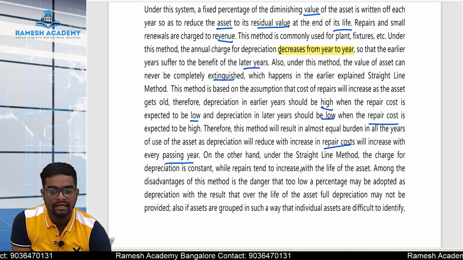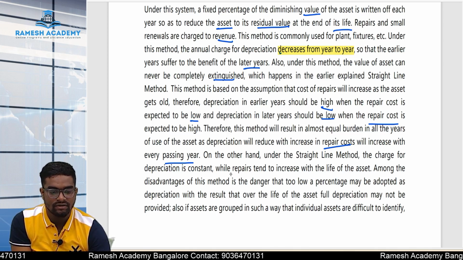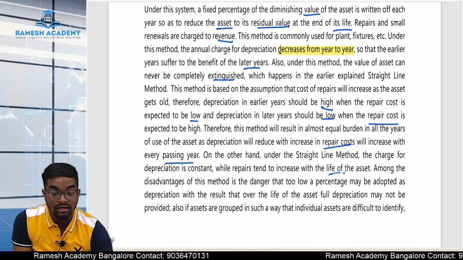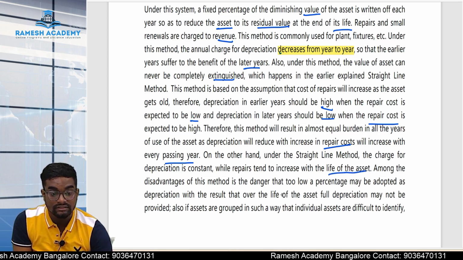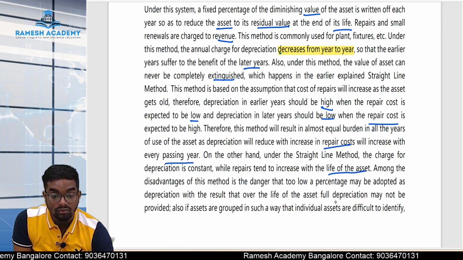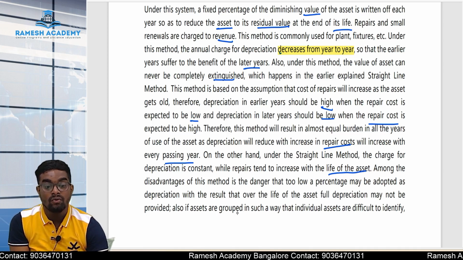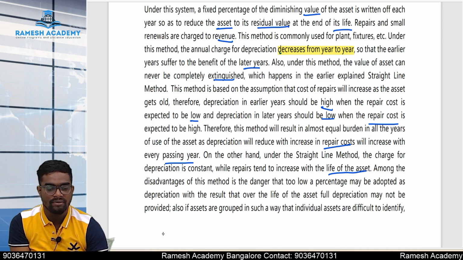On the other hand, under the straight line method, the charge for depreciation is constant, while repairs tend to increase over the life of the asset. Among the disadvantages of this method is the danger that too low a percentage may be adopted as depreciation, with the result that over the life of the asset, full depreciation may not be provided.